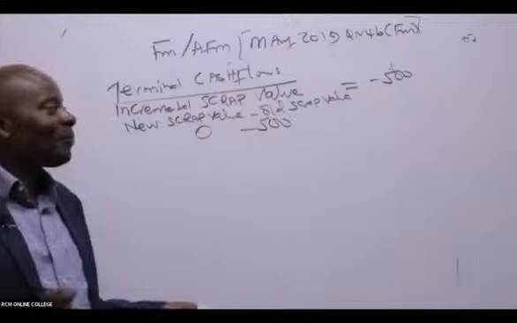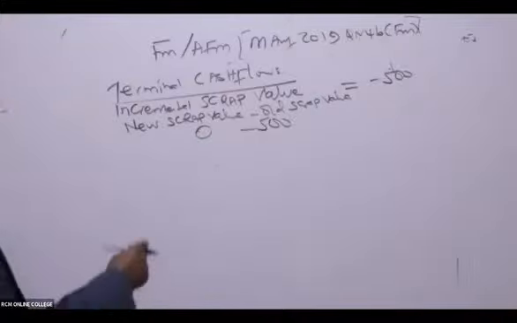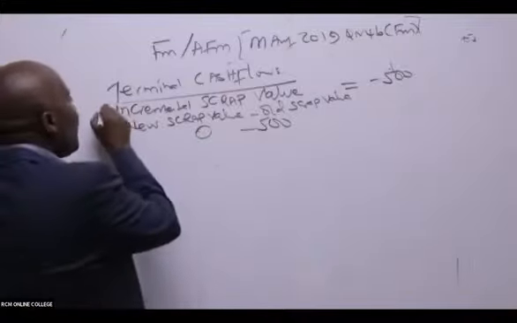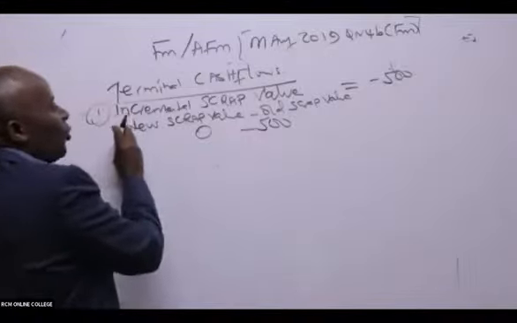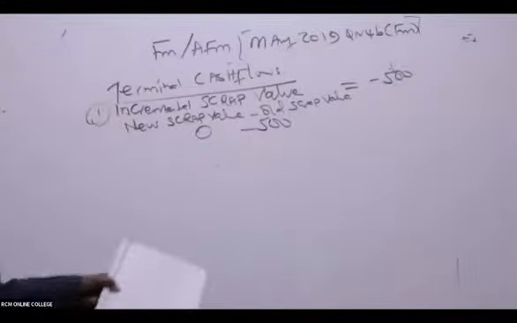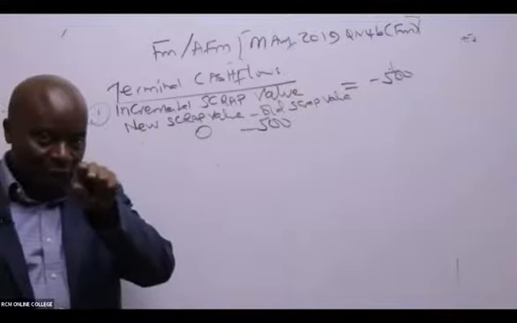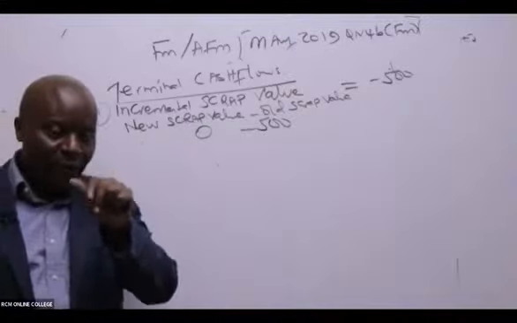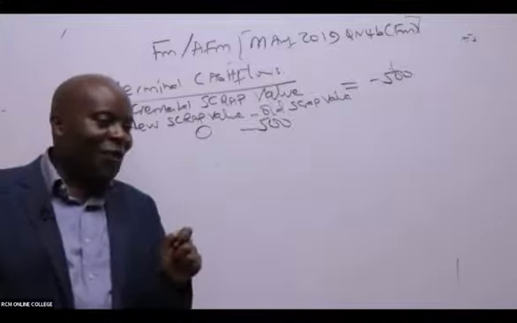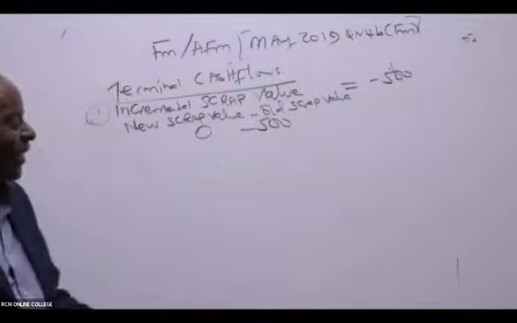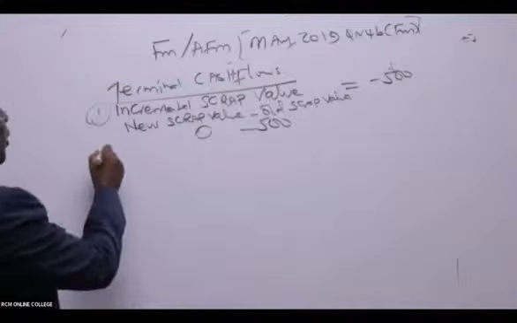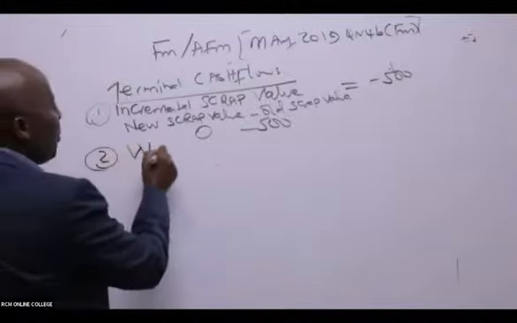Now from there, this is number one. The first terminal cash flow is the scrap value. Why am I using the word incremental? It's because we've got two machines, so we must keep on talking about incremental. Then, great, Mutamba. Right. So number two, we have what we call working capital.